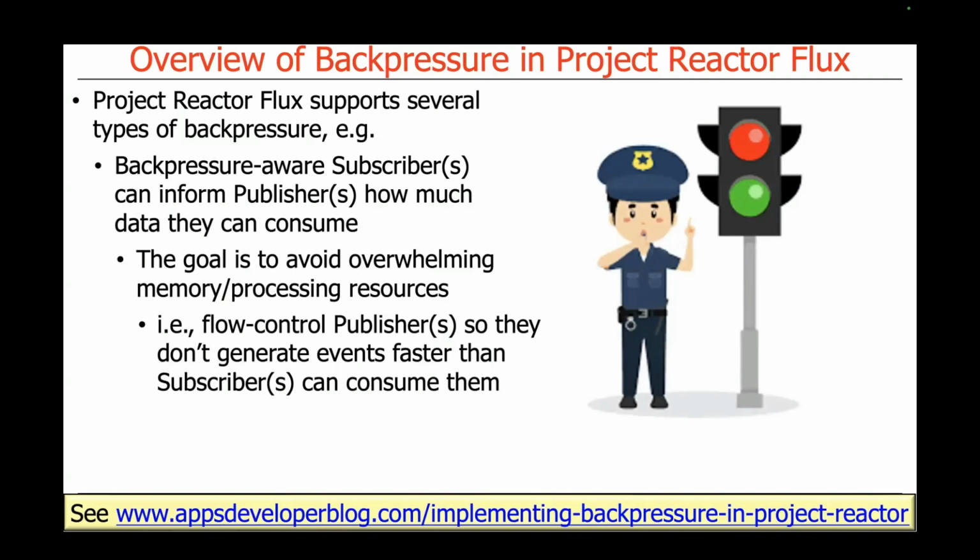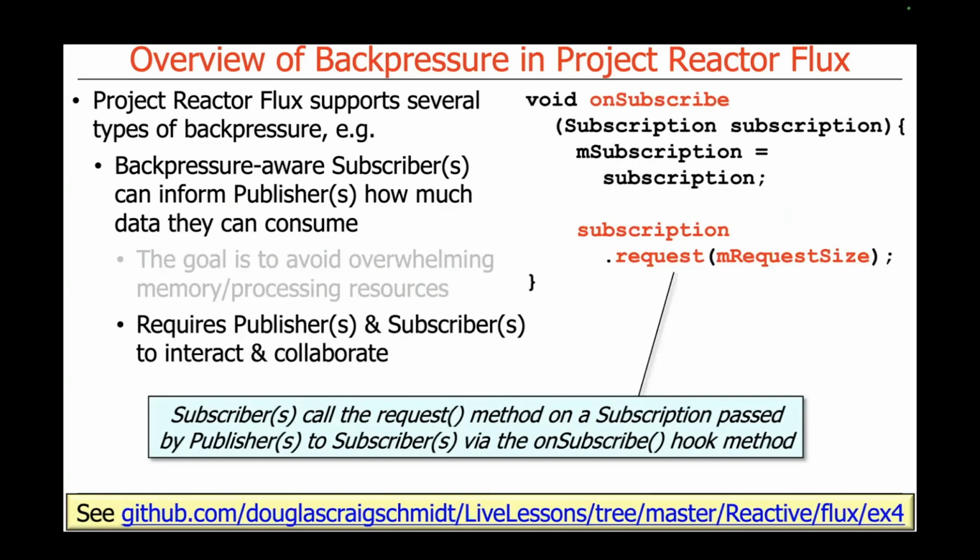So we want to flow control the publishers so they don't generate events faster than subscribers can consume them. This, of course, requires publishers and subscribers to interact and collaborate. In particular, the onSubscribe method in a subscriber is passed a subscription, and then the subscriber can use that subscription to indicate to the publisher how many requests it can take before it needs to request the next batch. And if you give a value that's the max value, then that's a signal to the publisher to just blast away as quickly as it can. Otherwise, if you get something less than the max, the publisher will send that many and then wait for the subscriber to ask for the next chunk.